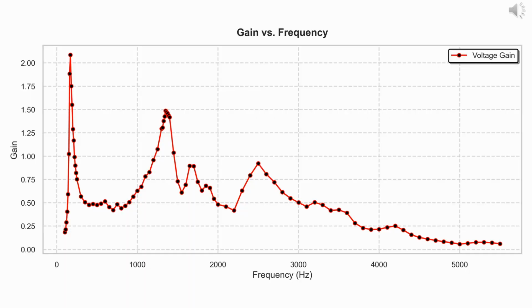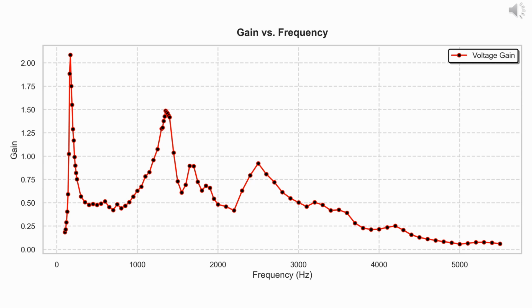This graph represents the voltage gain versus frequency for the piezoelectric speaker experiment. The red curve with the black marker illustrates how voltage gain changes with frequency. The first major peak at around 170 Hz shows the highest gain of around 2, indicating strong resonance. Another significant resonance occurs at approximately 1350 Hz with a gain of approximately 1.5.